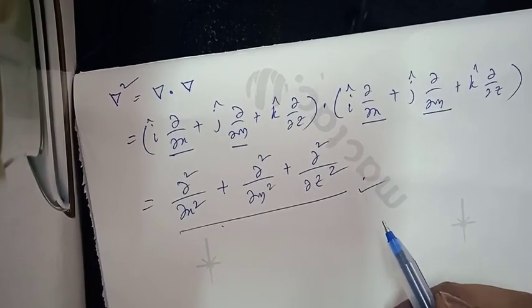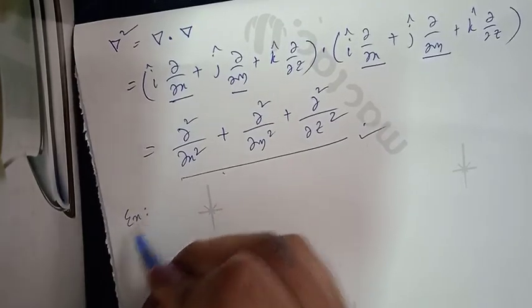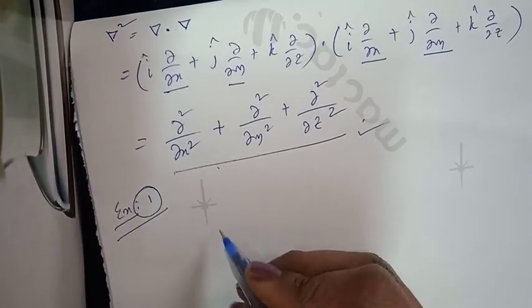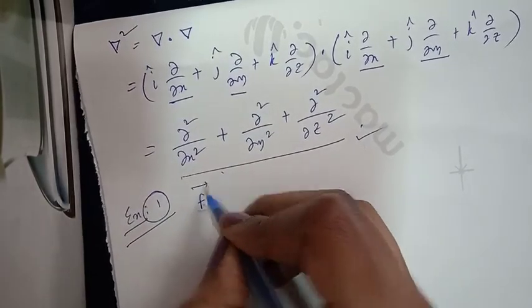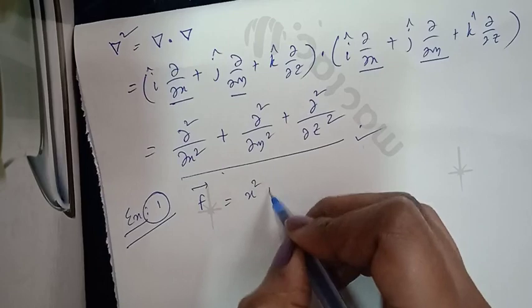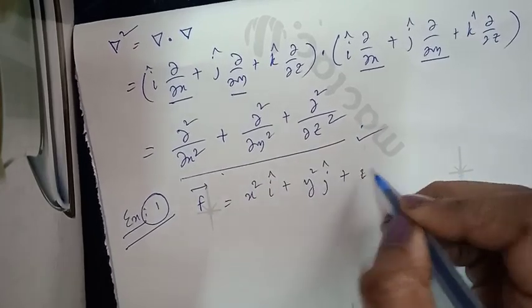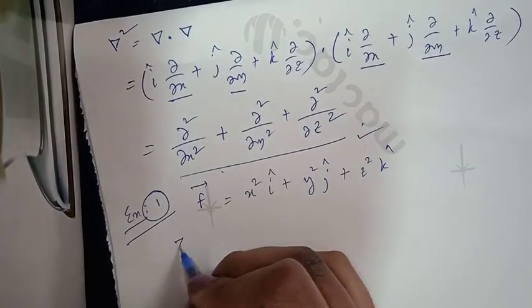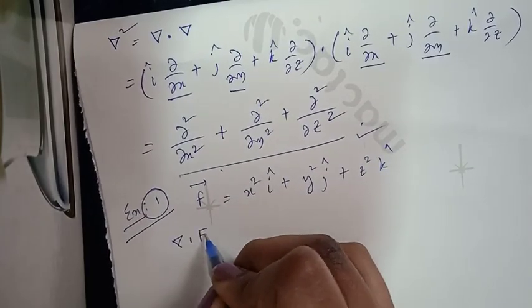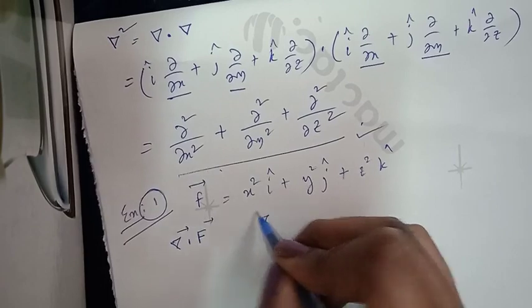Now let's solve a few examples. Example number 1, mostly the examples are there in this chapter. If f vector equals x square i cap plus y square j cap plus z square k cap, then calculate grad dot f and grad cross f.